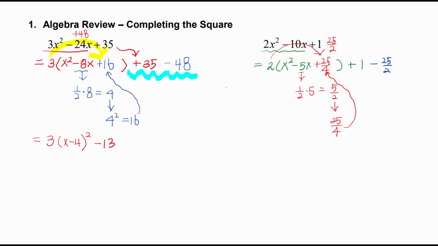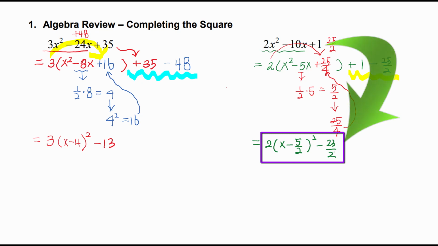Now I'm almost done. When I complete the square, the expression becomes 2 times quantity x squared minus 5x plus 25 over 4, which is quantity x minus 5 over 2 squared. And when I compute positive 1 minus 25 over 2, that is positive 2 over 2 minus 25 over 2, which is negative 23 over 2. And now we're done completing the square of the expression 2x squared minus 10x plus 1.